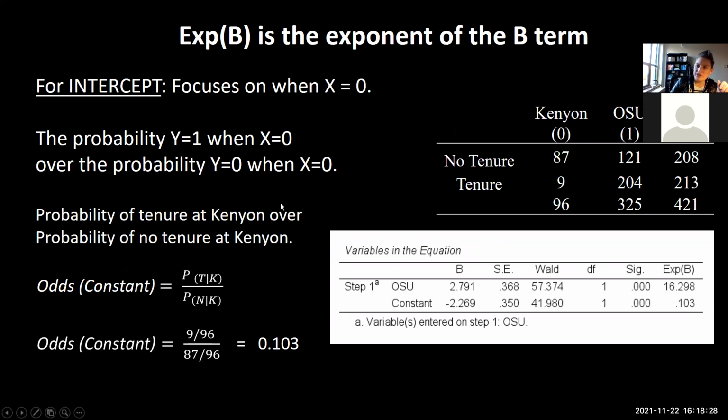If you remember, a couple of other things we talked about is the intercept here is focused on when x equals 0. So any predictor in the model has to be at 0, and that's what the constant or intercept is talking about. So it's the probability y equals 1 when x is 0 over the probability that y equals 0 when x is 0, which, by the way, is the question that I got wrong last week on the quiz in class. So in our case that we went over yesterday, it was the probability of having tenure at Kenyon over no tenure at Kenyon College, because that was our 0.